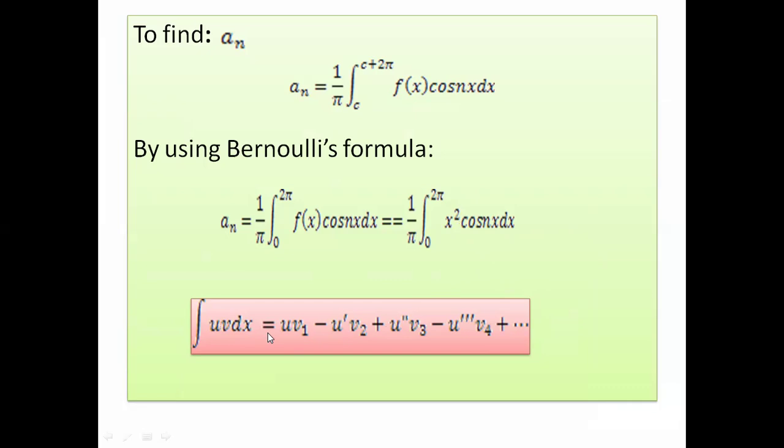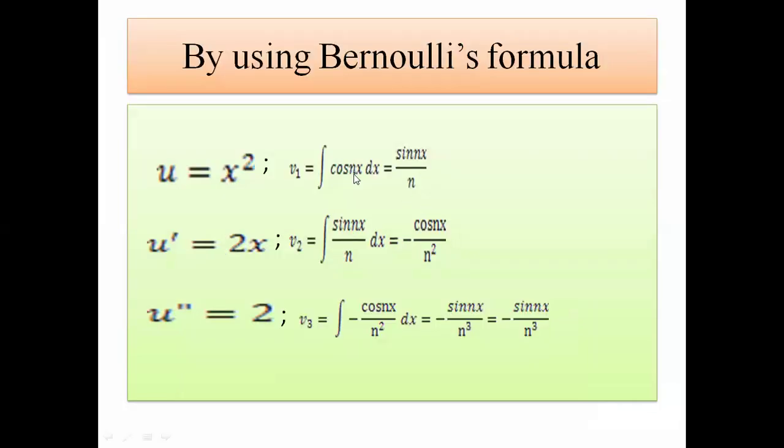Integral uv dx = uv1 minus u dash v2 plus u double dash v3 minus u triple dash v4 plus so on. Here, first you have to take highlight. Which one do you consider as u? The algebraic term. So u equals x square, and v1 is equal to cos nx. You take integration for v and differentiation for u.